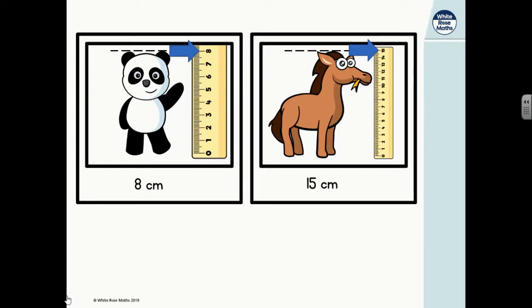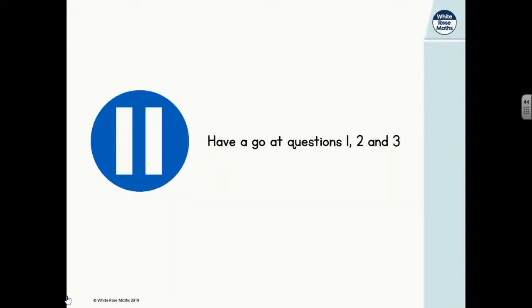Have we solved the mystery? Do we know who took the porridge? Pause here and have a go at questions 1, 2, and 3. Was it the horse? The ladybird has got wings. I wonder if we'll ever find out.